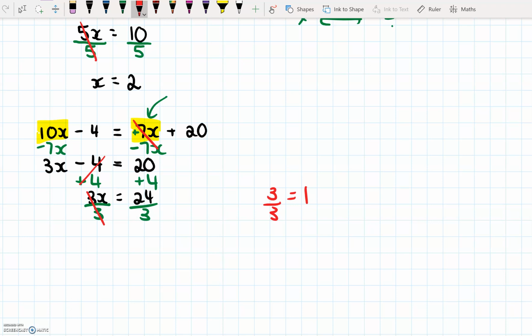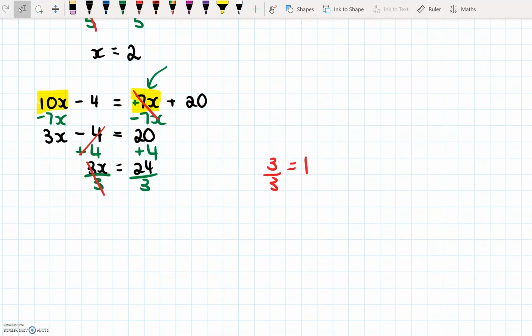So we're not actually crossing it out. We're actually replacing it with a 1. Okay, but we don't actually write 1 when we do algebra. Okay, so what we have left is x on the left and 24 divided by 3, which gives us 8 on the right. Okay, that's really it for solving linear equations when we have unknowns on both sides.